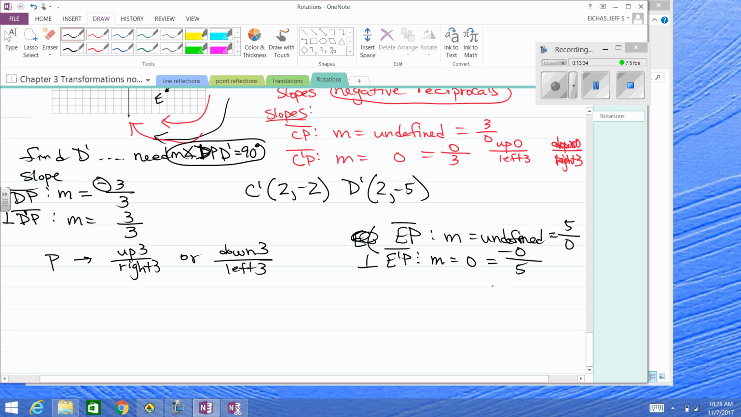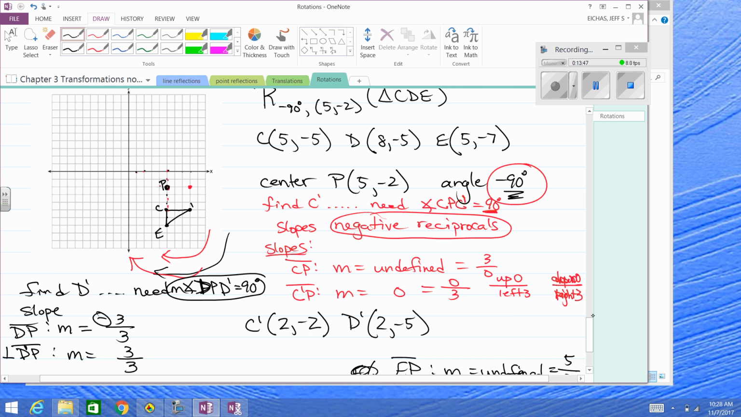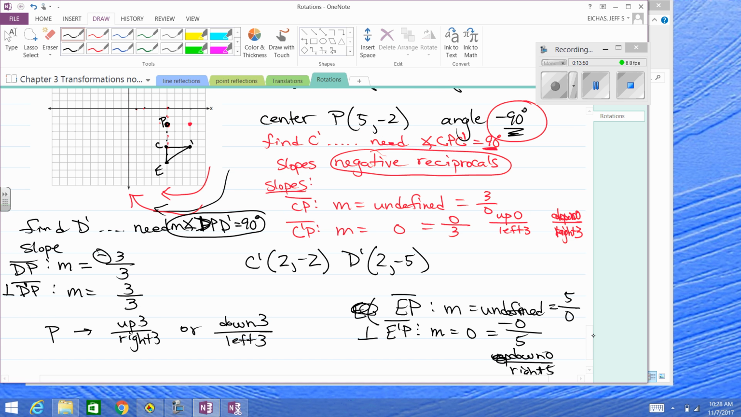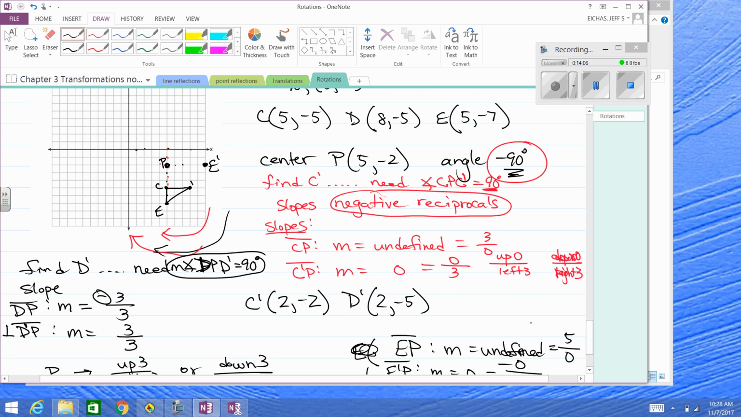So that's either a down 0, right 5, or an up 0, left 5. Let's try that from P. What did I say? We're going to go down 0, right 5. 1, 2, 3, 4, 5. Okay, so it's either going to be there. Get rid of this guy. So we either have to put E prime there, or left 5, up 0, 1, 2, 3, 4, 5. Let's figure it out. E prime is one of these two locations.